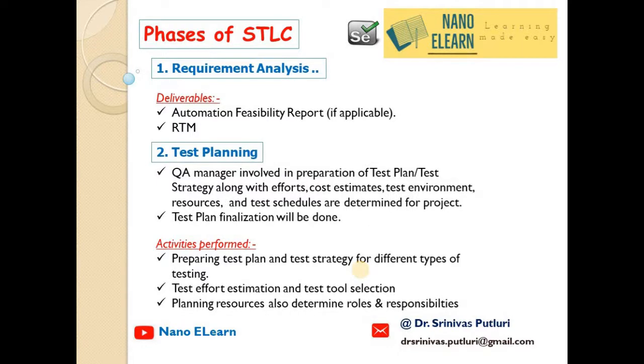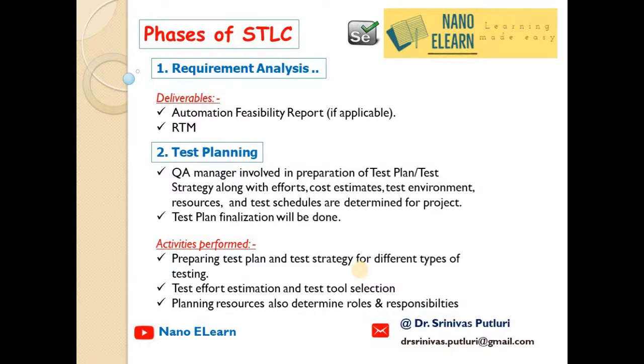What are the deliverables here? Automation feasibility report if applicable and done, and RTM, which is requirement traceability matrix document, will be the deliverables in requirement analysis phase. The second phase is test planning phase.